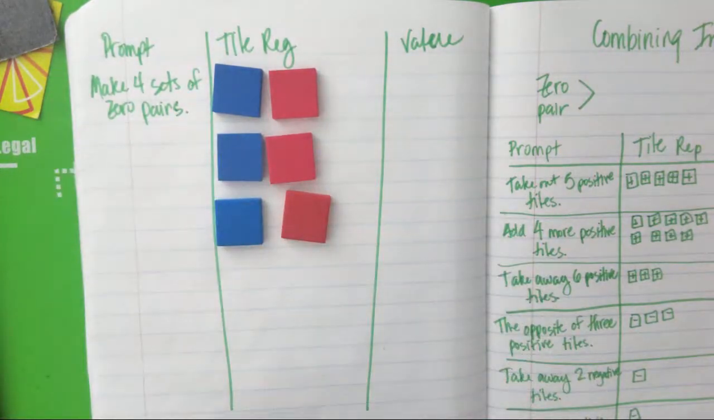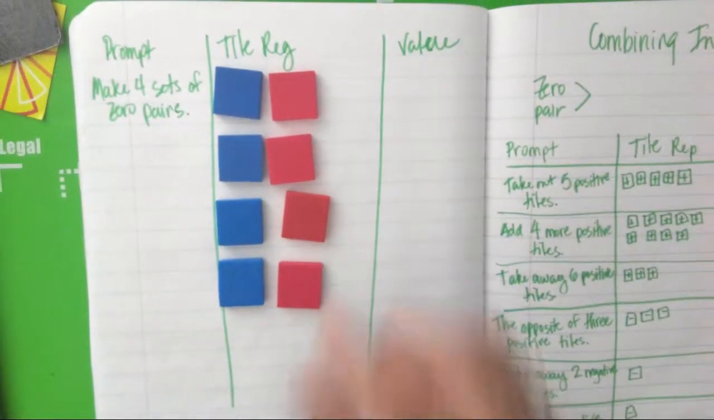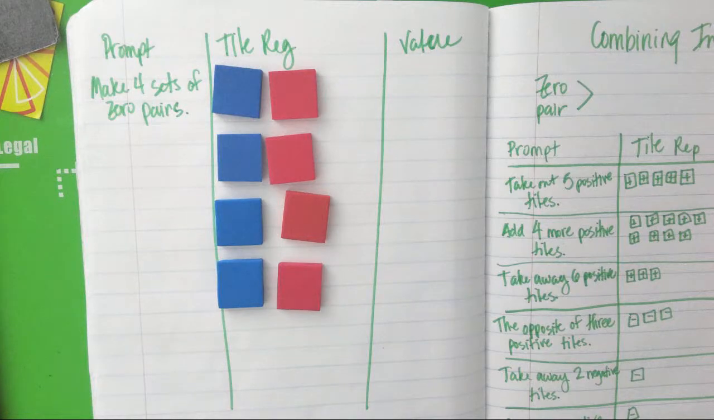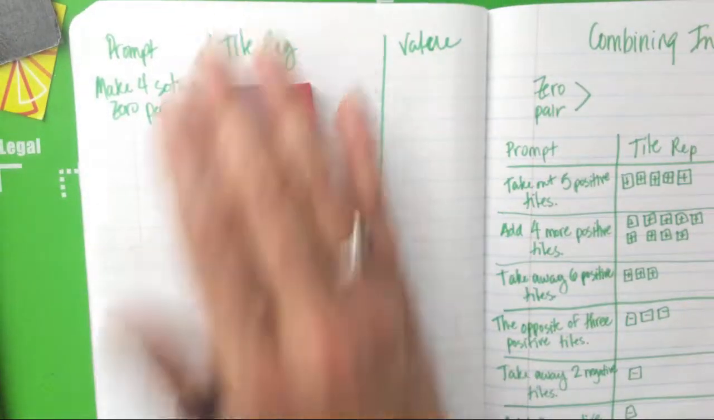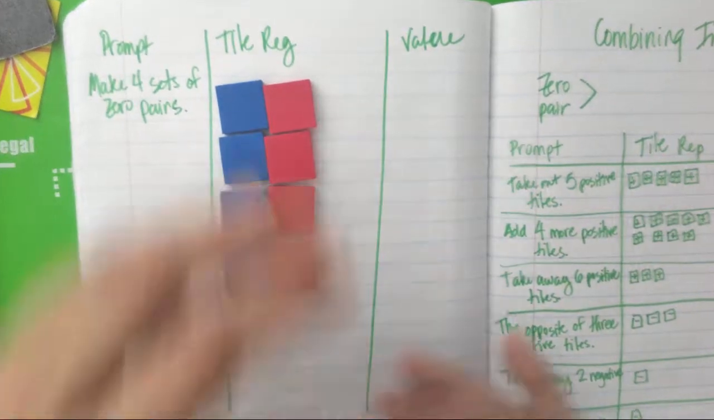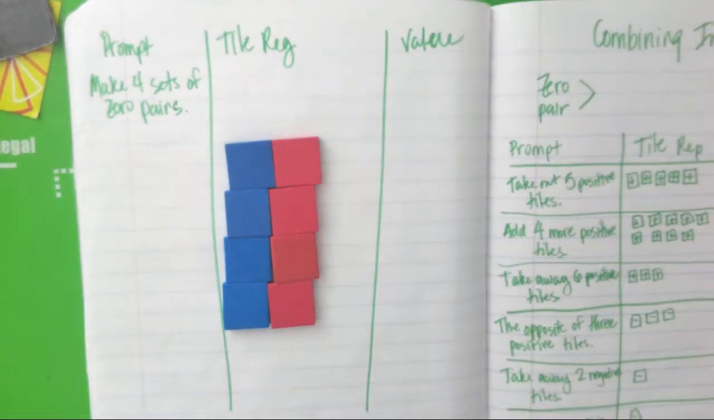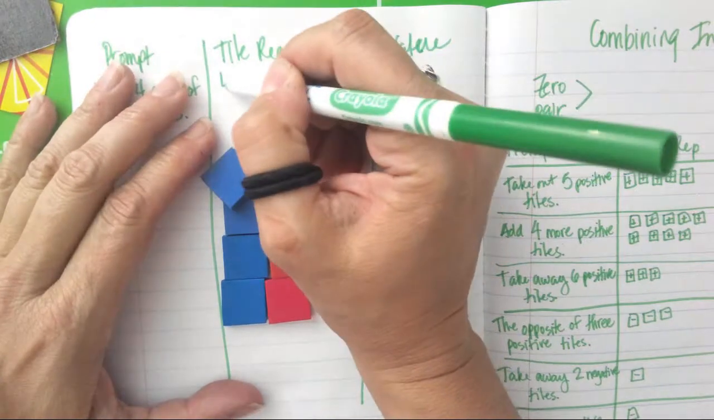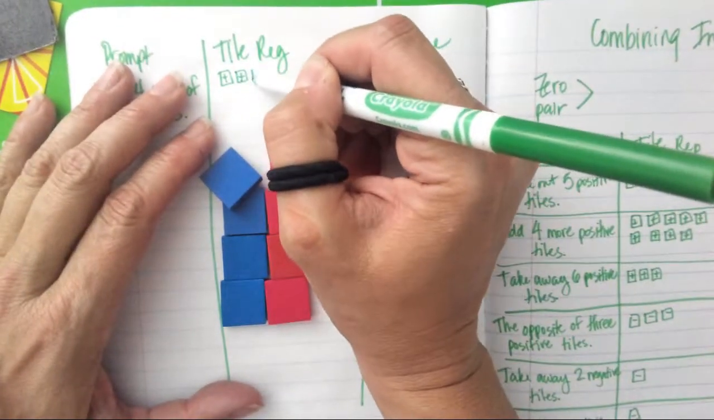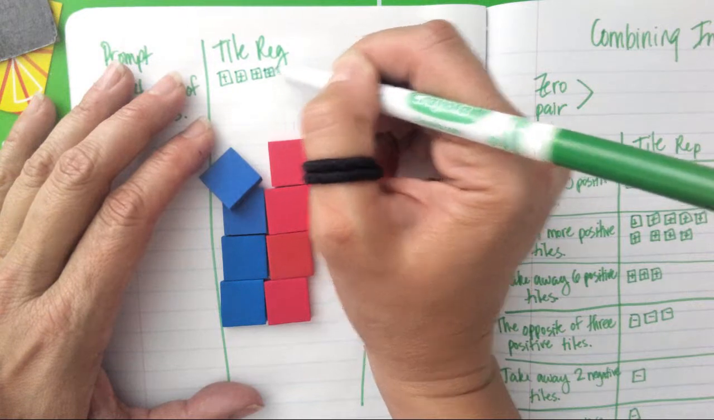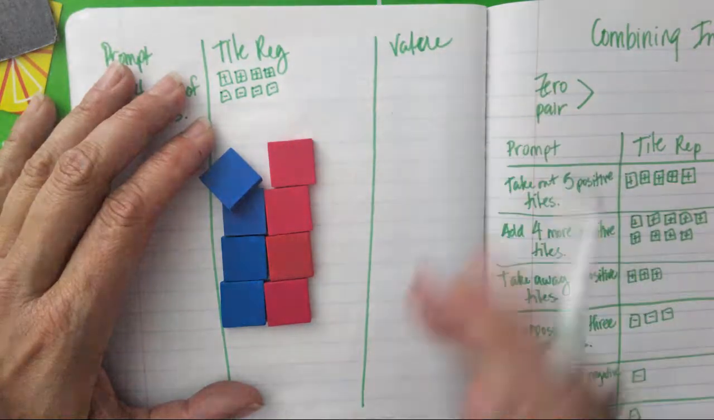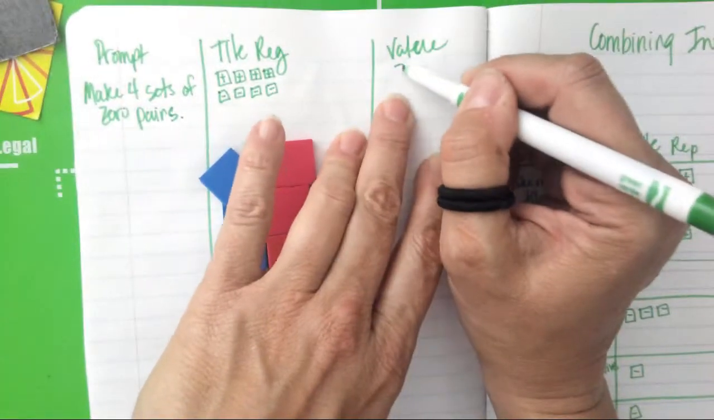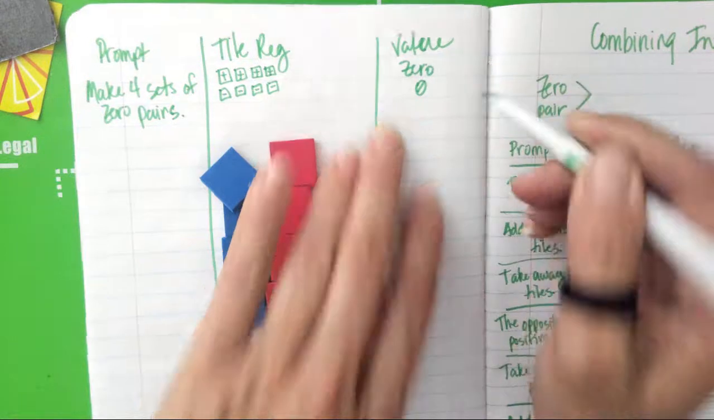Alright? So what I have here, and what you should have in front of you, is 4 blues and 4 reds, right? Because when I'm looking at a number line, this right here is going to get me to 0, when I'm jumping on the number line. So what's this going to look like? 4 positives and 4 negatives. Good job. Okay? And what's the value? 0. Good job.